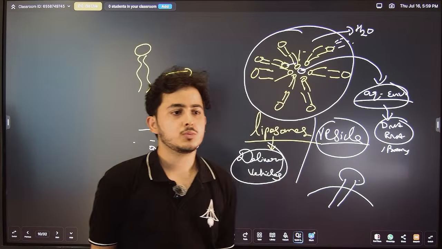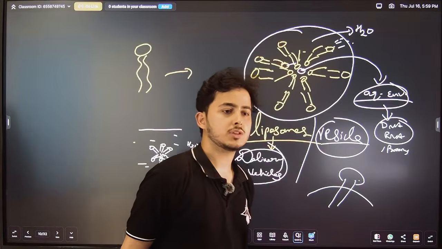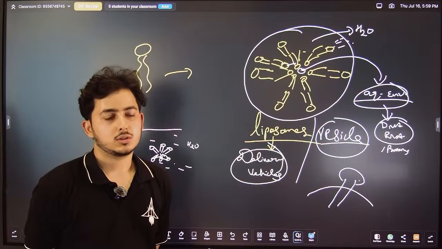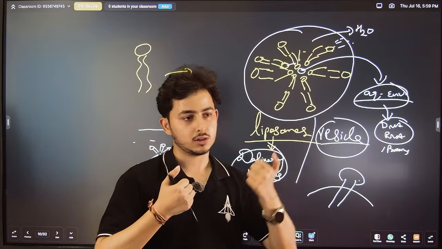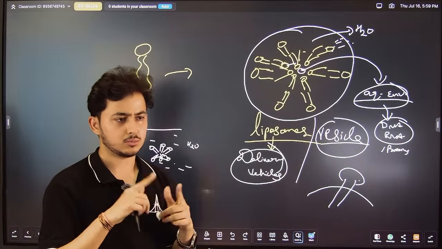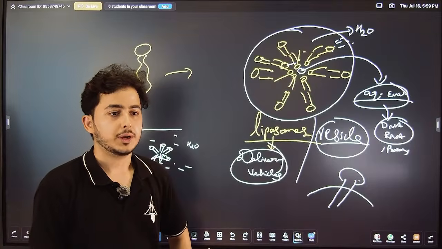Liposomes are artificially made. There are different methods of making liposomes. One is that you can rapidly pipette mix the lipid and the DNA solution in some ratio, and then you can form these spherical structures, okay.